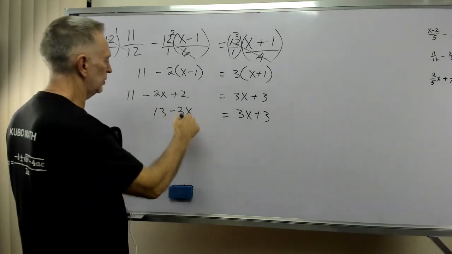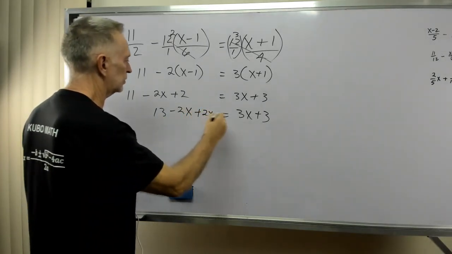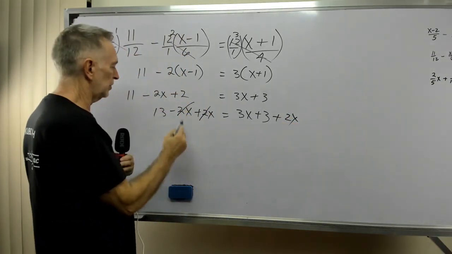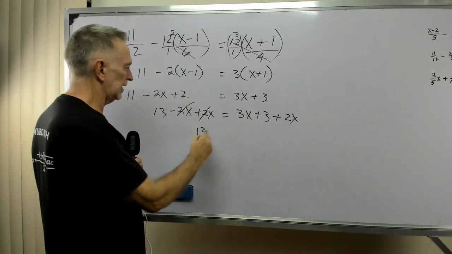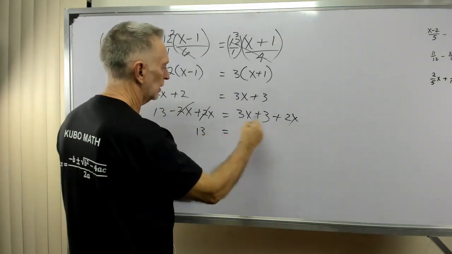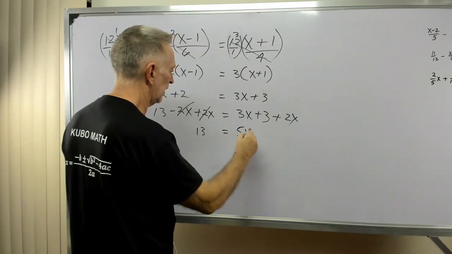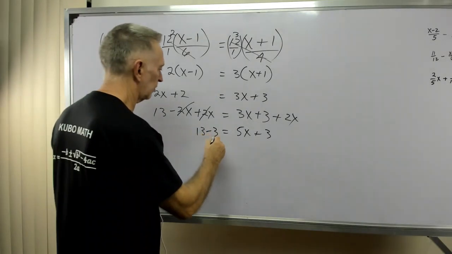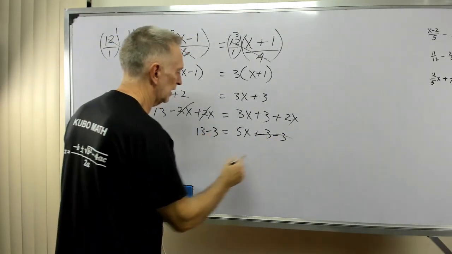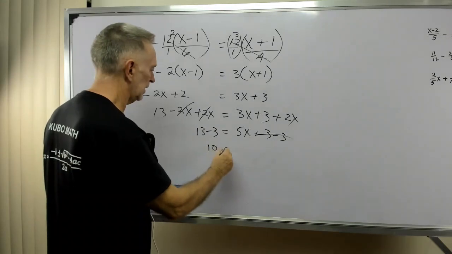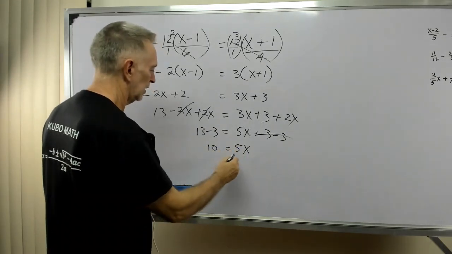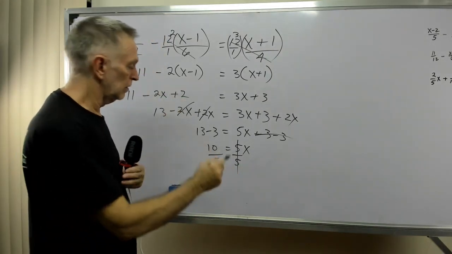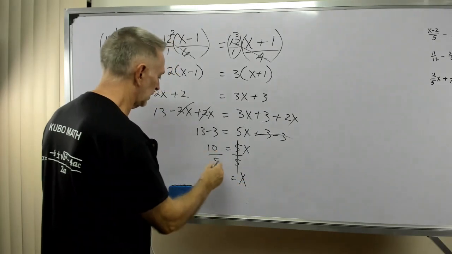I'm going to add 2x to this side, and we'll add 2x to that side. So negative 2x plus 2x, those cancel. I'm left with 13 equals, see, 3x plus 2x was 5x plus the remaining 3 there. All right, I'm going to subtract 3 from both sides. That 3 cancels, so I have 10 equals 5x. Divide both sides by 5. 5 divided by 5 is 1. 1 times x is x. 10 over 5 is 2.